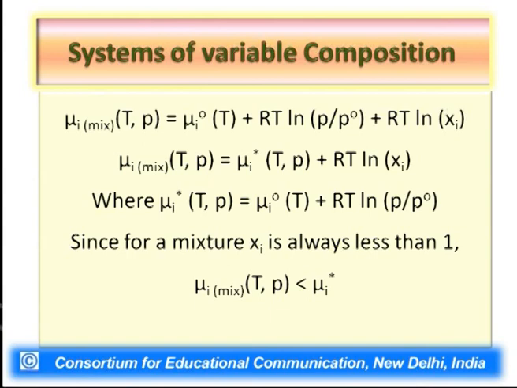So with the conceptualization and expression derived for the chemical potential of a particular gas in a mixture, now we will see in what way the mixing process occurs, and we will try to calculate Gibbs free energy, enthalpy, volume and entropy for the mixing process for mixing of ideal gases. That will be taken up in the next session.